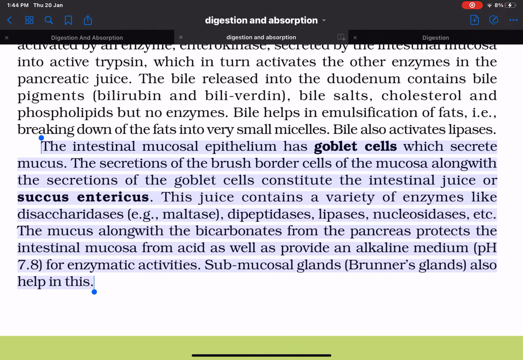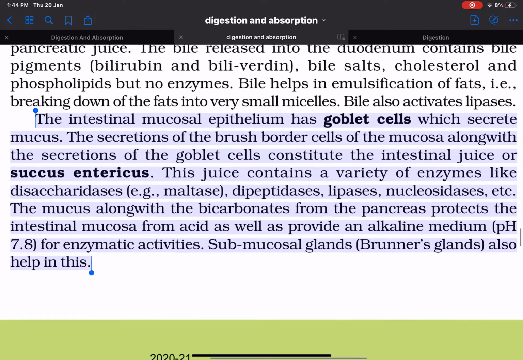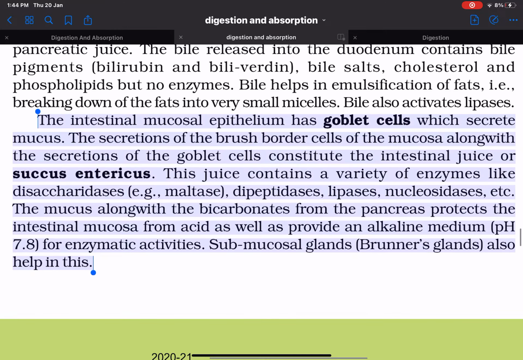The intestinal mucosal epithelium has goblet cells which secrete mucus. The secretions of the brush border cells of the mucosa along with the secretions of the goblet cells constitute the intestinal juice or succus entericus. This juice contains a variety of enzymes like disaccharidases, for example, maltase, dipeptidases, lipases, nucleosidases, etc.